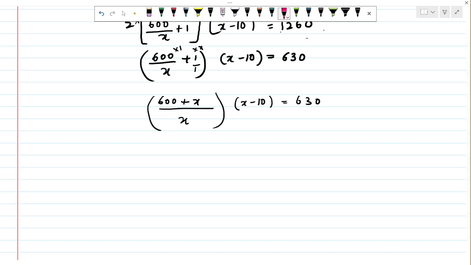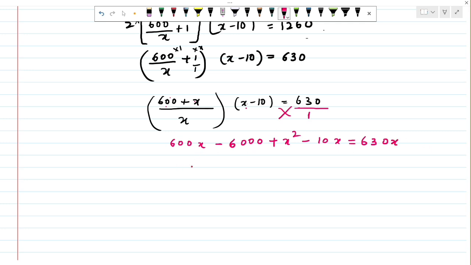So now I'll write this as 600 x. So I am multiplying 600 with this x. I'll get here 600x minus this 600 into 10 is 6000 plus x into x is x square minus x into 10 is 10x, which is equal to 630 into this x. So we have cross multiplied here. If there are no terms in the denominator, we will take it as 1. So we have multiplied these terms with 1 and 630 into x is 630x.